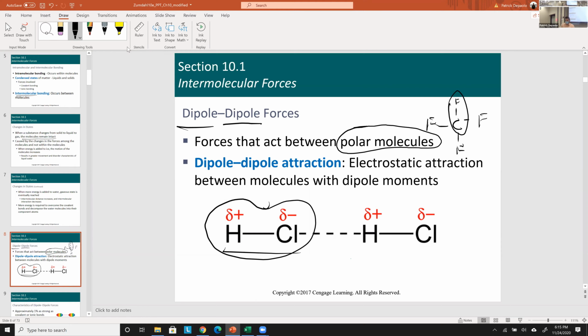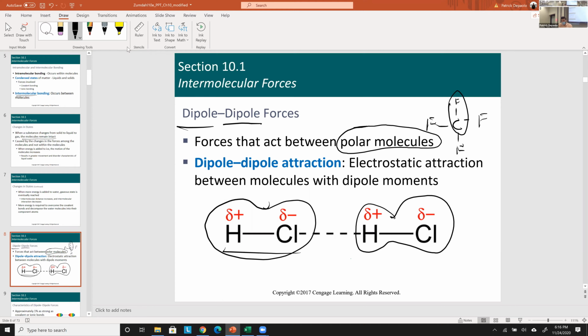So if you have millions of these HCl's all going next to each other and interacting, the negatives from the Cl are going to interact with neighboring molecules of HCl for the positive end of the hydrogen. This interaction is a dipole-dipole.